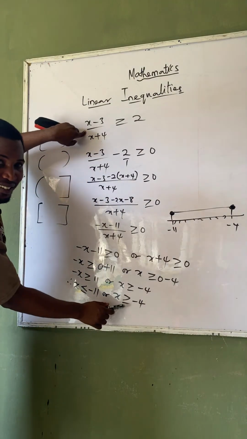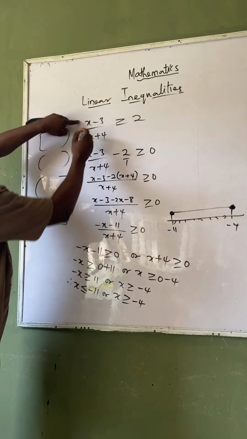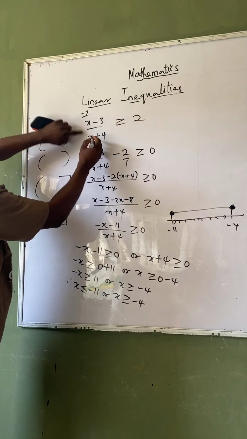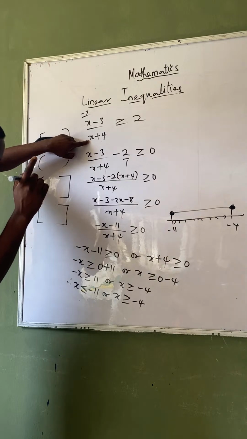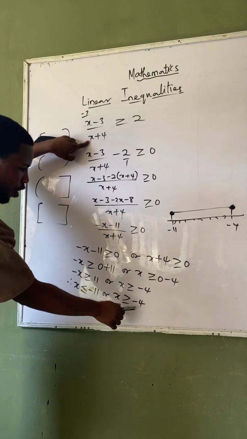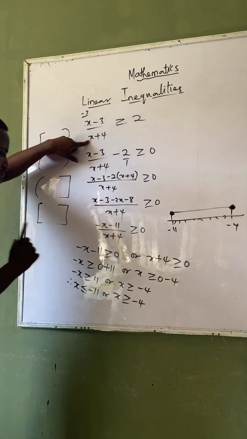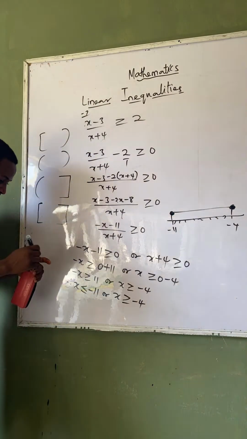Let me check. If x is greater than minus 4, can it work? So let me put minus 4 first. If I put minus 4 here, minus 4 minus 3, that is minus 7. Minus 4 plus this is what? 0. Can I have, hold on, can I have minus 4? No, I don't think so. It's going to give me undefined. We can't have minus 4. Minus 4 is not part of the deal, guys.